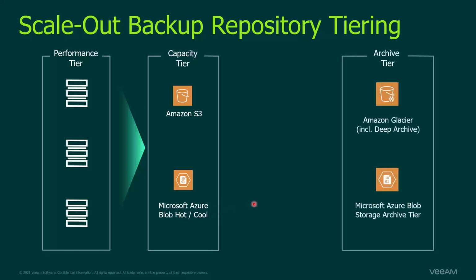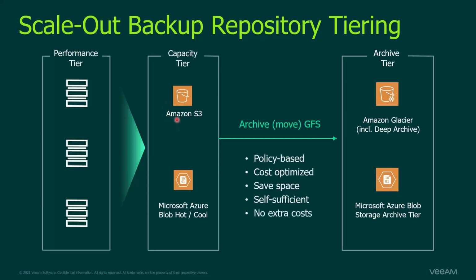So now we're extending the story even further with the allowance of having an archive tier. Archive tier supports Amazon Glacier, including Deep Archive, as well as Azure Blob Storage Archive tier. It's important to mention straight away that in the case of Glacier, it's only Amazon S3 to Glacier. In the case of Azure Blob, it's only Azure Blob to Azure Archive tier. So S3 compatible storage for such a scenario is not supported. We'll discuss it in detail later on.